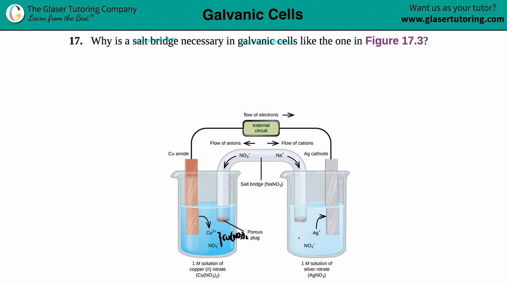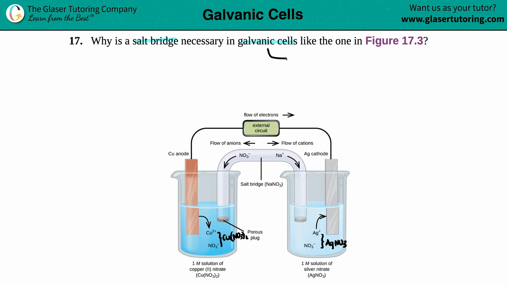Cu(NO3)2 solution. And then on the other side, we have a 1 molar solution of silver nitrate, AgNO3. If I plug these two ions together, that gives us AgNO3. But now the question is, why do I need this tubing? Basically, that's what it is. It's a tube. That's called the salt bridge. Why do we need a salt bridge in galvanic cells?